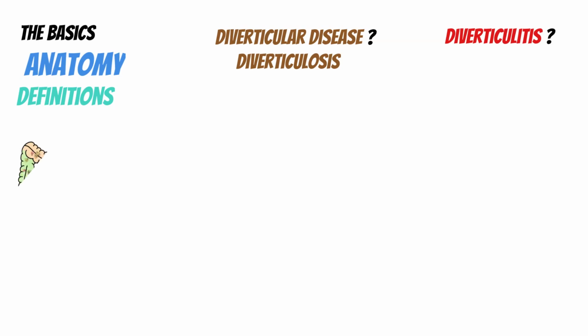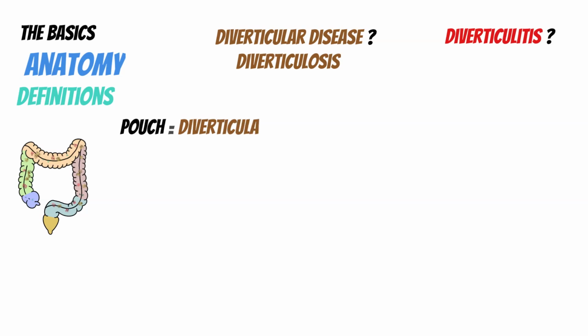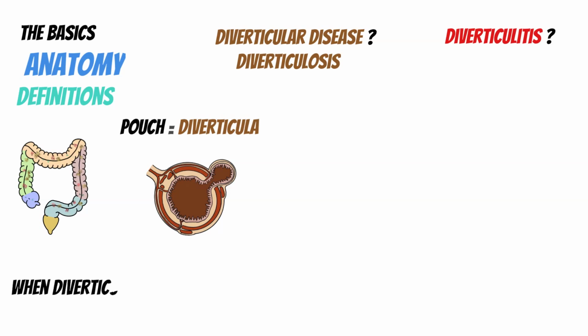The main thing to keep in mind here is that we are talking about the large intestine, the colon. So this is the main thing to keep in mind. Now, what is a diverticula? That is a pouch. So it's an outpouching in the bowel wall. These are diverticula, so small bulges or pockets that develop in the lining of the intestine as you get older. Most of the time, they're harmless.